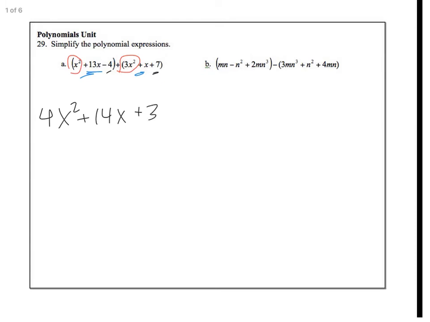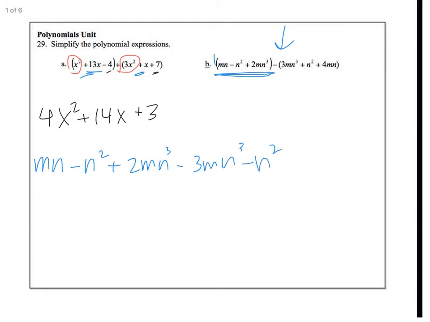Awesome, let's look at our second one. Our second one looks a little different. We have mn minus n squared plus 2mn cubed. So the first thing I'm going to do is rewrite this so I can distribute out the negative right there. I'm going to write a little bit lower, down below my previous answer. So this one won't change at all. It's a positive 1 out front, so it's going to be mn minus n squared plus 2mn cubed. And now it's going to be minus 3mn cubed minus n squared minus 4mn.